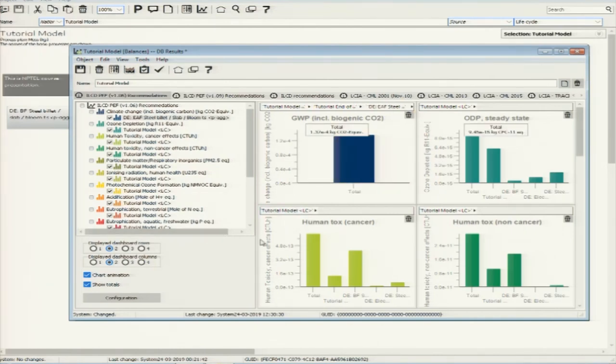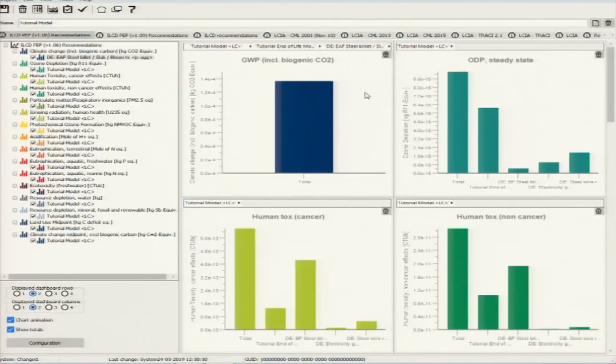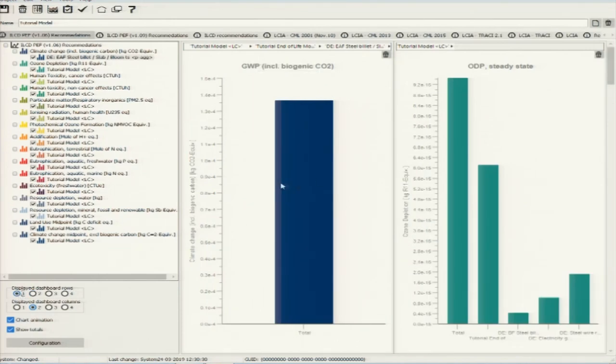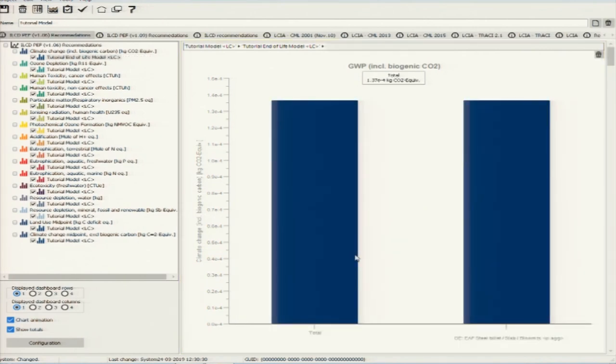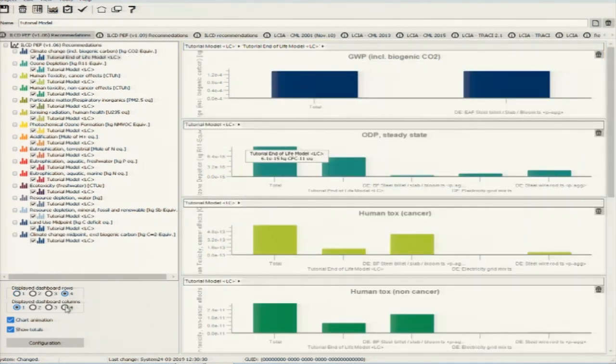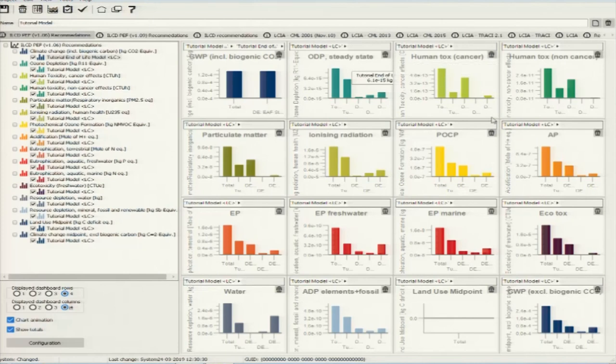If I double click here, it is showing that one. Also, we can see how many charts are to be displayed on a dashboard. So we can say display in rows only one. It is showing only one in row and two in columns. If I say only one by one, it will show only one chart. Okay, if I say 4 by 4, it is showing 4 into 4, 16 charts here. So it is showing everything here. So these are again global warming potential, the same. These are the first four charts, then particulate matter, which is PM10 and PM2 levels, and ionizing radiation. So these are the charts which it is showing.